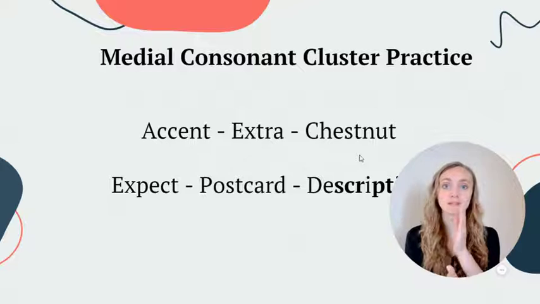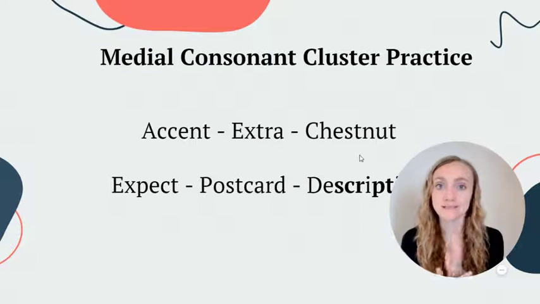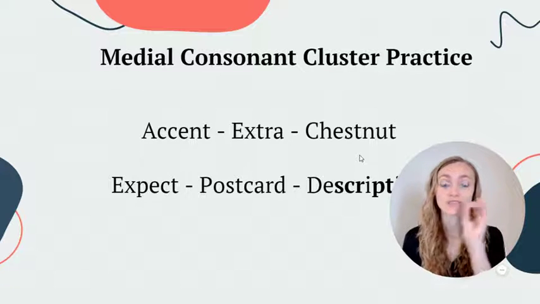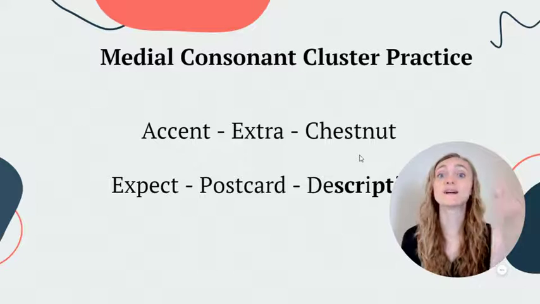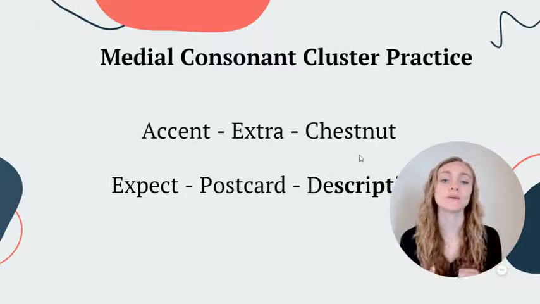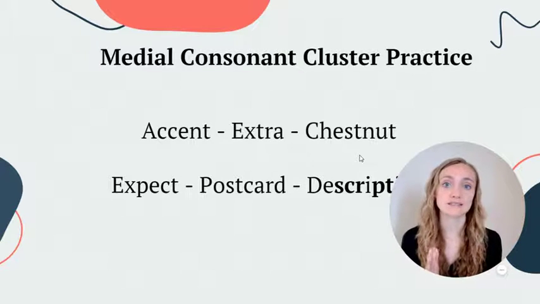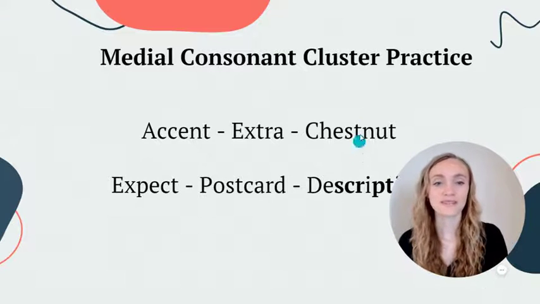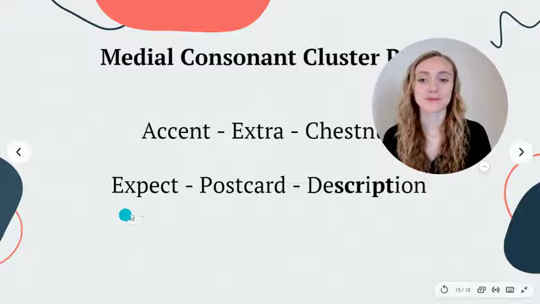So where we feel there can be a natural break in a word, we can say chest, hold it, nut, chest, nut, chestnut. We don't want chest a nut. We don't want to put in that vowel. We want to hear chestnut, chestnut. So it goes all together. Great job.